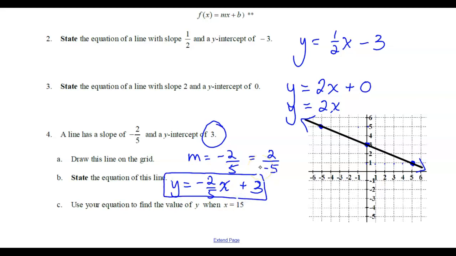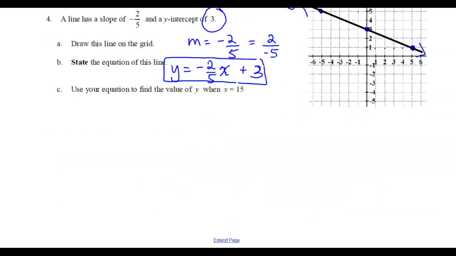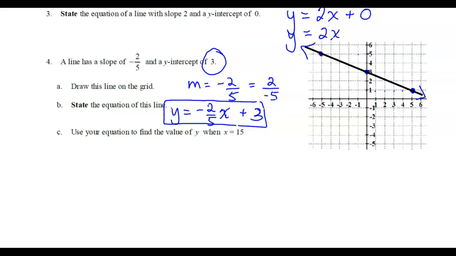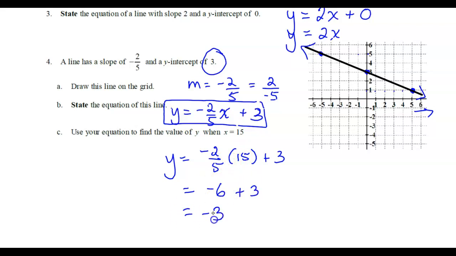Okay. So now use that equation. Our coordinate grid is not large enough to find a point when x is 15, right? Because it doesn't go far enough. But we can use our equation to find y. So when x is 15, we will substitute 15 in for x. And then you will know what your y value is. Okay. So if we do that, that's going to be -30 divided by 5 is -6 plus 3 is -3.